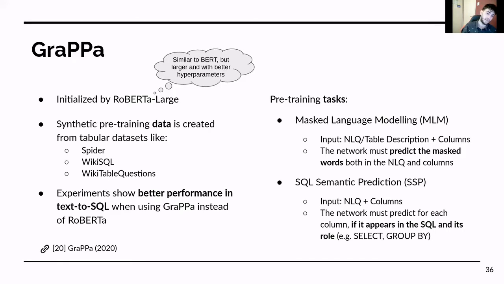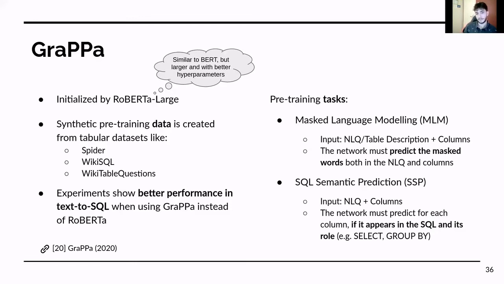And the two pre-training tasks for Grappa are, first, the masked language modeling task again, but this time we're not giving two sentences from a text corpus. Instead, we're giving natural language queries or table descriptions along with the table and the columns that they are directed to. And the network must now predict missing words from a natural language query and table columns. So this gives it a better idea about the specifics of a table and the natural language query.